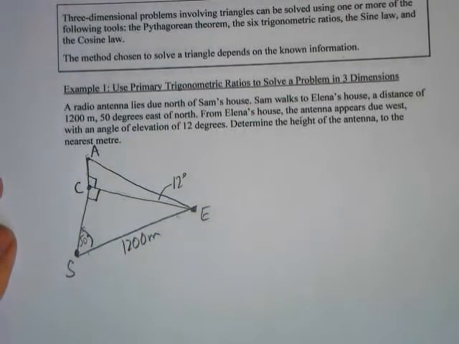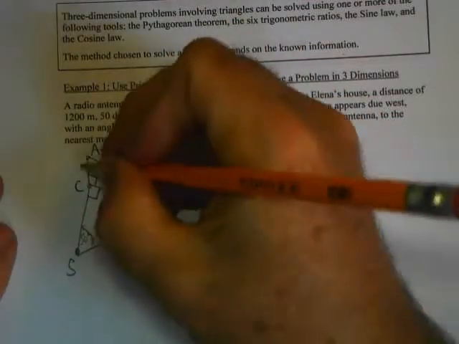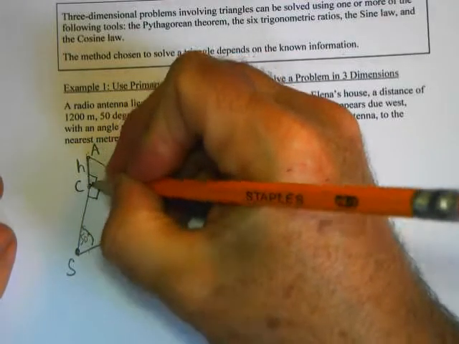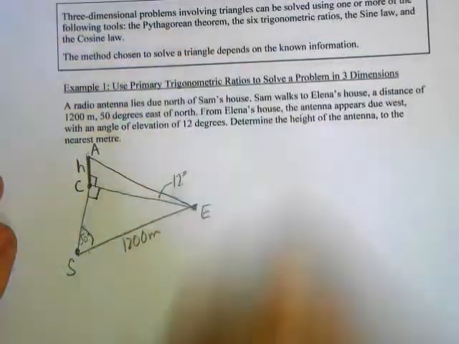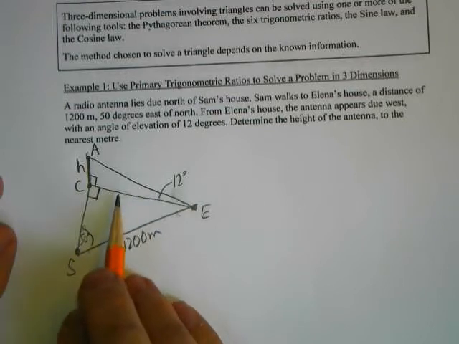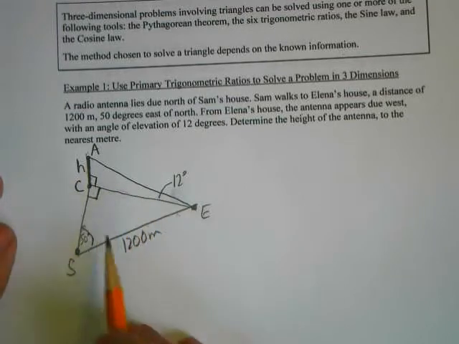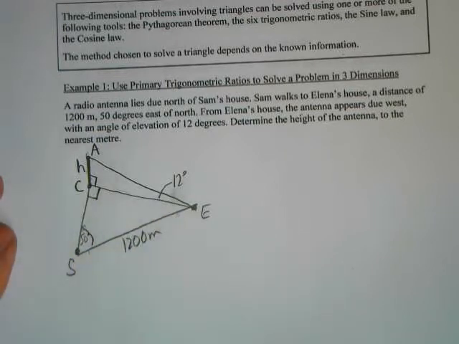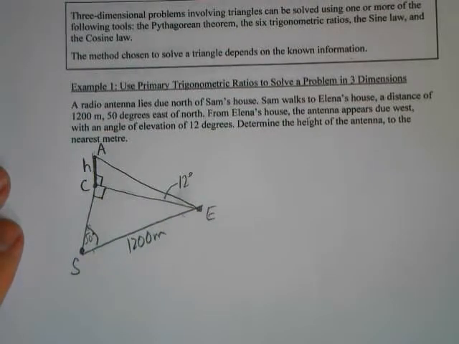And the question is asking what's the height of the antenna to the nearest meter. So we'll call it h, little h for height. So h is actually that AC side of that vertical triangle. That's the triangle that's vertical from the ground. And this triangle here, CSE, that is on the ground. Okay, so half the work is getting that information into a chart.